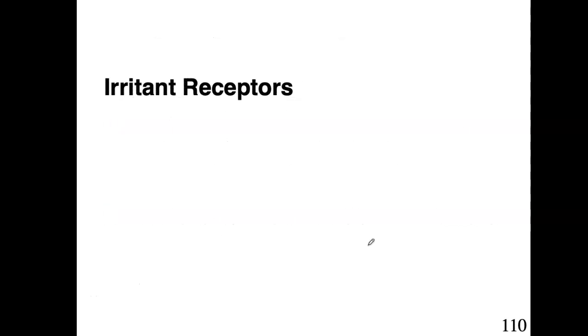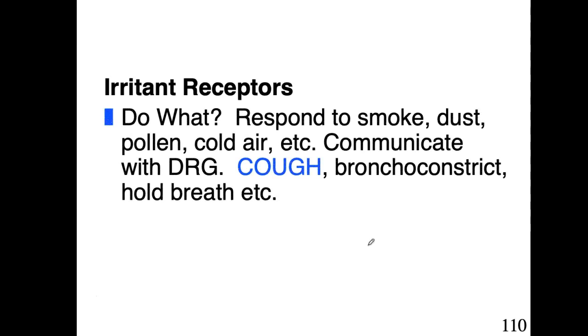We also have irritant receptors. What do they do? Well, they respond to things like smoke or dust or pollen. So some individuals will be close to a tree shedding a lot of pollen and start coughing right away. Cold air actually is a stimulus for that also. So what it does is those receptors are also neurons. They're communicating with the DRG, with the dorsal respiratory group, and making you cough. They're trying to remove the smoke or the dust or the pollen.